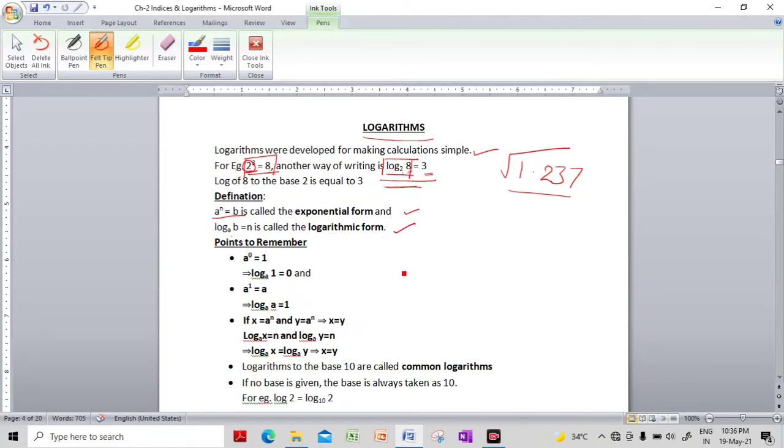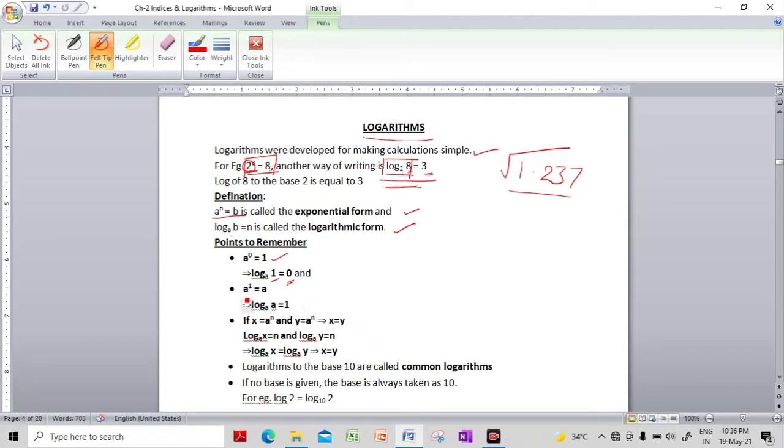Now, here are some rules that we need to keep in mind while solving our questions. In exponential form, we know that a to the power 0 is always 1. So when we convert this into logarithm, that is log of 1 to the base a, it is equal to 0. So wherever we have to calculate the log of 1, its value will be equal to 0.